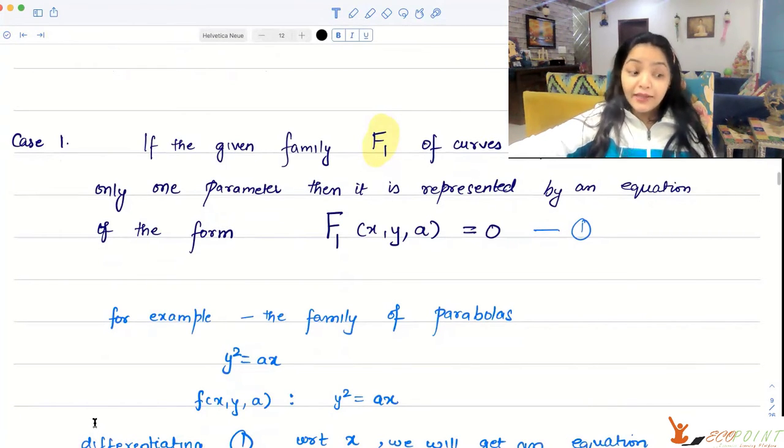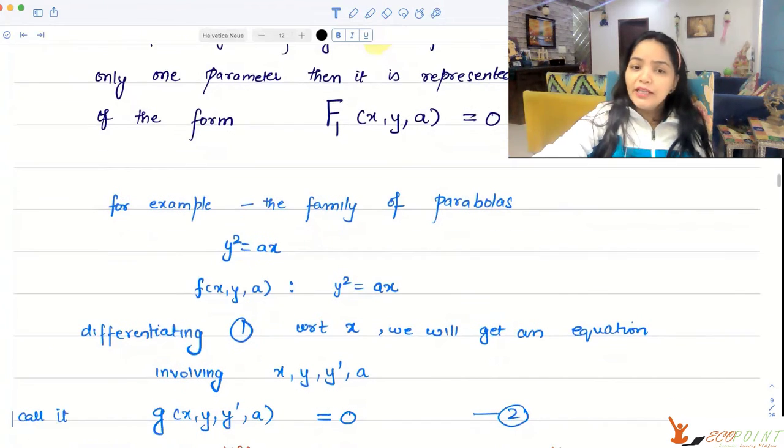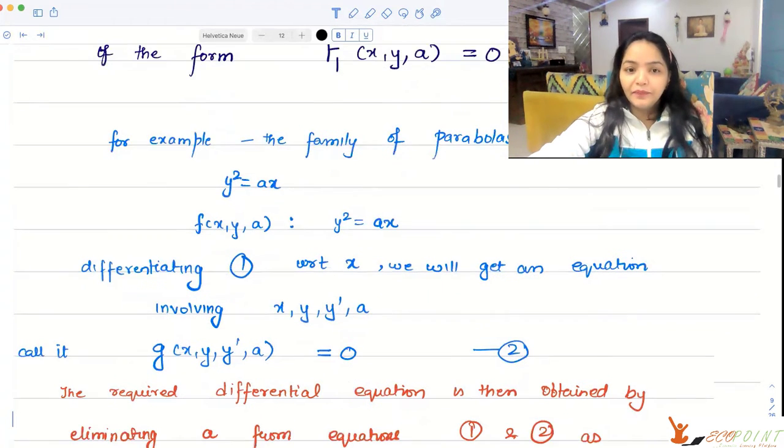So you get a value of A in terms of X and Y. Here, just in terms of Y. But what you can do is you can definitely substitute back. So you differentiate it once, you will get an equation which will be involving X, Y dash, and A. What you can do is you can substitute for A.